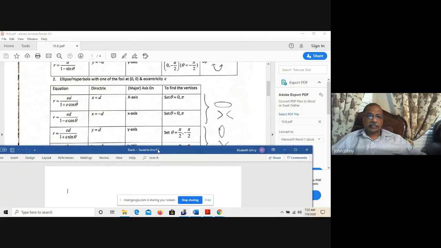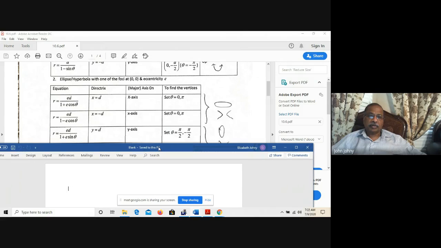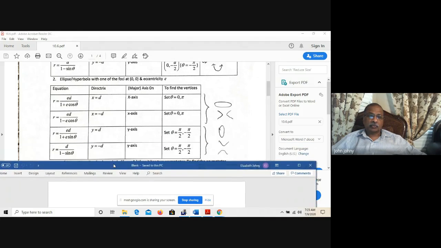Then the third case is R is equal to ED divided by 1 plus E sine theta. Y is equal to D is the directrix. Y-axis is the axis. Major axis is on the y-axis. And to find the vertices, you set theta is equal to pi over 2 or theta is equal to negative pi over 2. And the fourth case is R is equal to ED over 1 minus E sine theta. Y is equal to negative D is the directrix. Y-axis is the axis, or the major axis is on the y-axis. You have to set theta is equal to plus or minus pi over 2 to find the vertices.